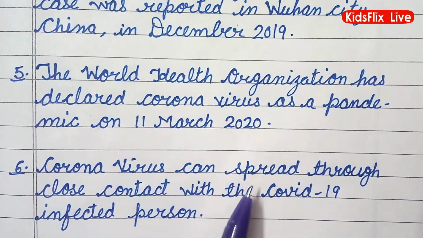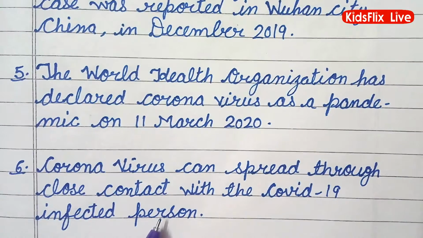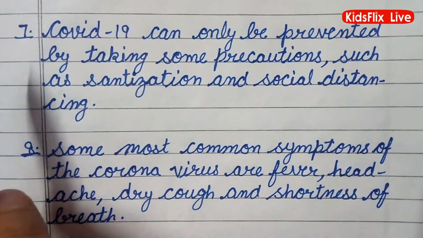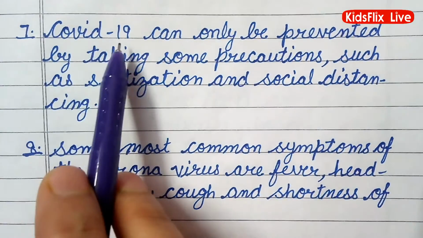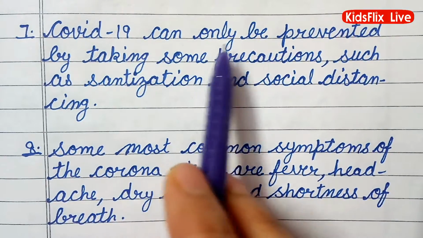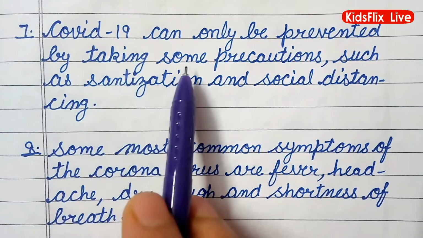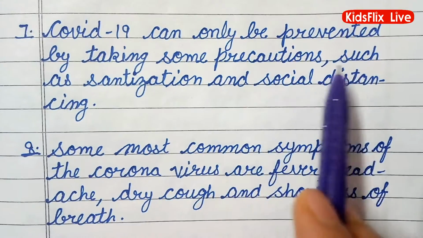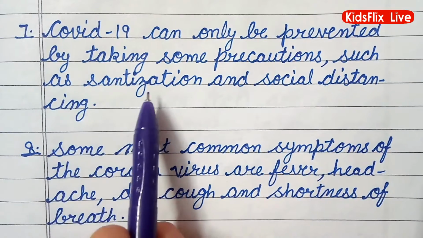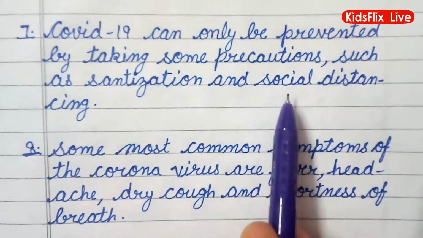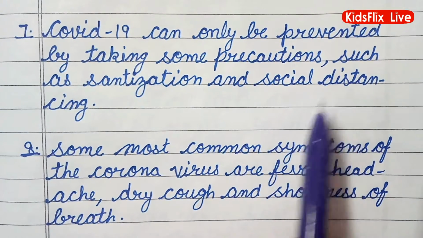Coronavirus can spread through close contact with the COVID-19 infected person. Next line. COVID-19 can only be prevented by taking some precautions such as sanitization and social distancing.